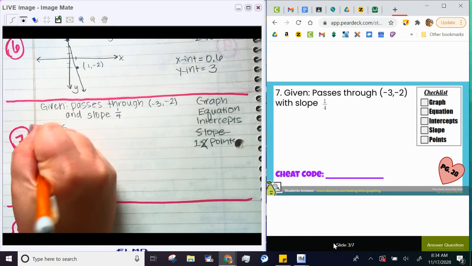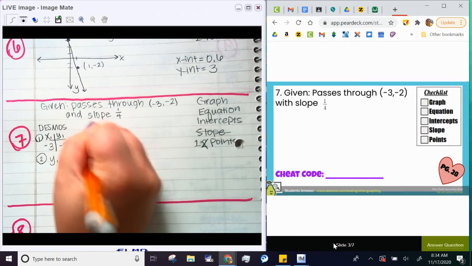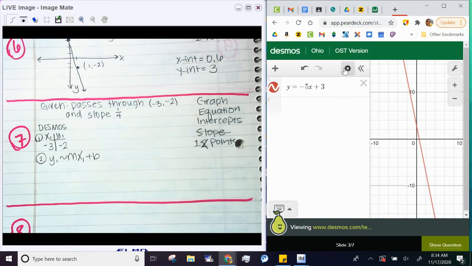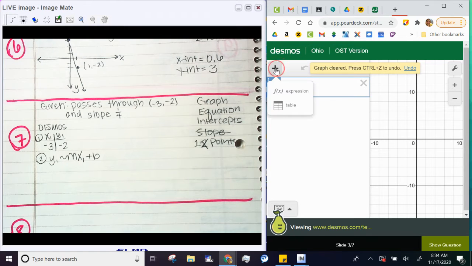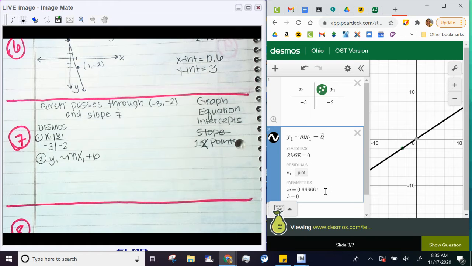Okay, and then I'm going to use my cheat code, which is y1 tilde mx1 plus b. So if I go ahead and do that, you need to clear out anything that's already there. I'm going to do the plus sign table. So -3, -2. I do my cheat code, and I get my m is 0.66666 and my b is 0.